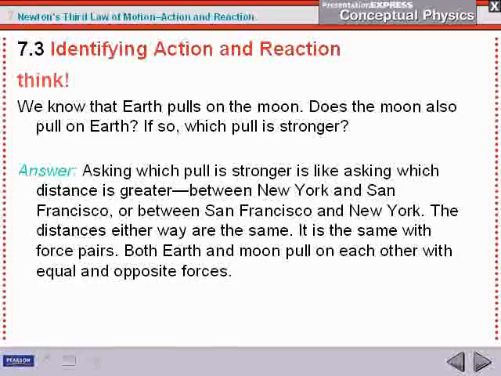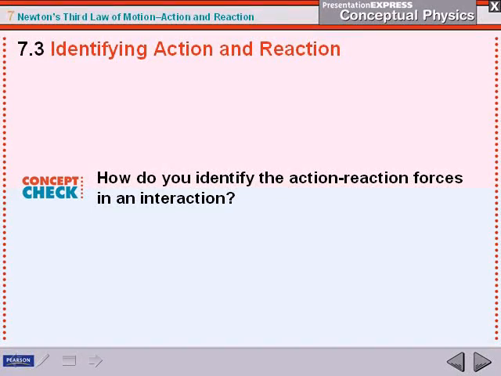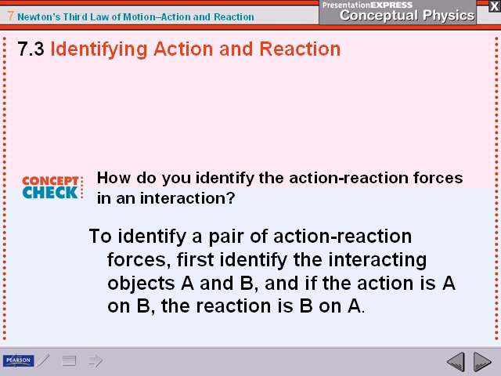The analogy they make is a lot like saying distance. It doesn't matter whether you're measuring between New York and San Francisco or San Francisco and New York, the distance is going to be the same. So in that case, the Moon is pulling on the Earth as much as the Earth is pulling on the Moon. So how do you identify the action-reaction forces in an interaction? You first identify the two objects, A and B, and then you say the action is A acting on B, and then the reaction must be B acting on A.